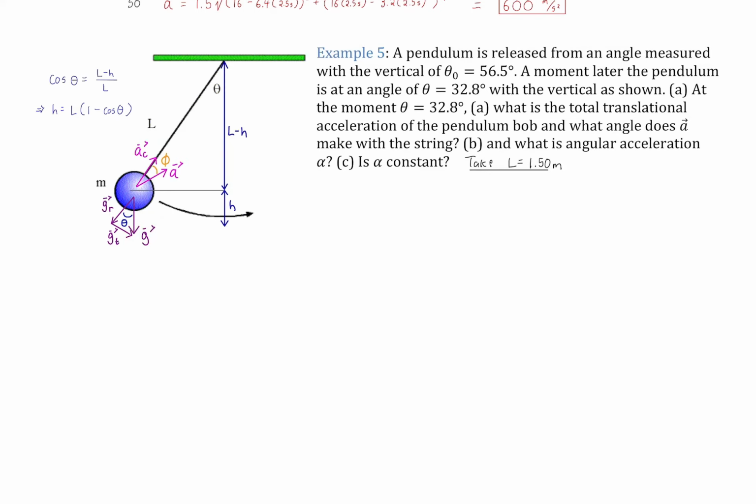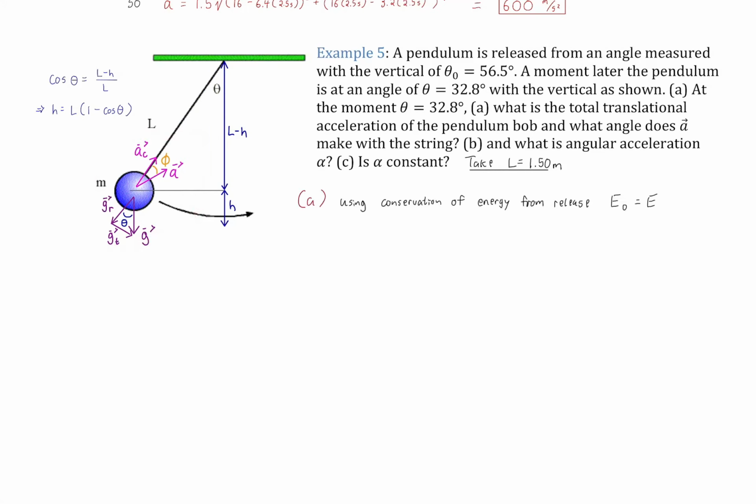And then in terms of the components of acceleration, there's centripetal acceleration, which is entirely dictated by the velocity of the pendulum. And then there is a net translational acceleration, which is going to be a sum of the centripetal acceleration and the tangential component of gravity. The angle that's asked for in part A is this angle here, which is phi, because we're asked, what angle does the total translational acceleration make with the string? Well, that's phi. So that's kind of what the picture's going to look like.